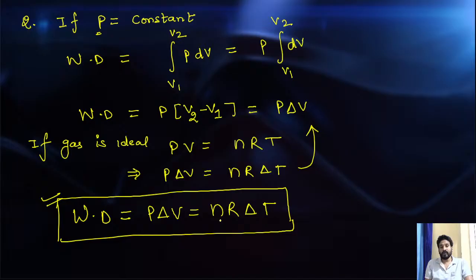Work done is equal to nR delta T instead of P delta V. So if you have the volume data, then use this formula: work done is equal to P delta V. And if you have the temperature data, then use this formula: work done is equal to nR delta T. Right? I'll write it this way so that there is no possibility of any mistake.